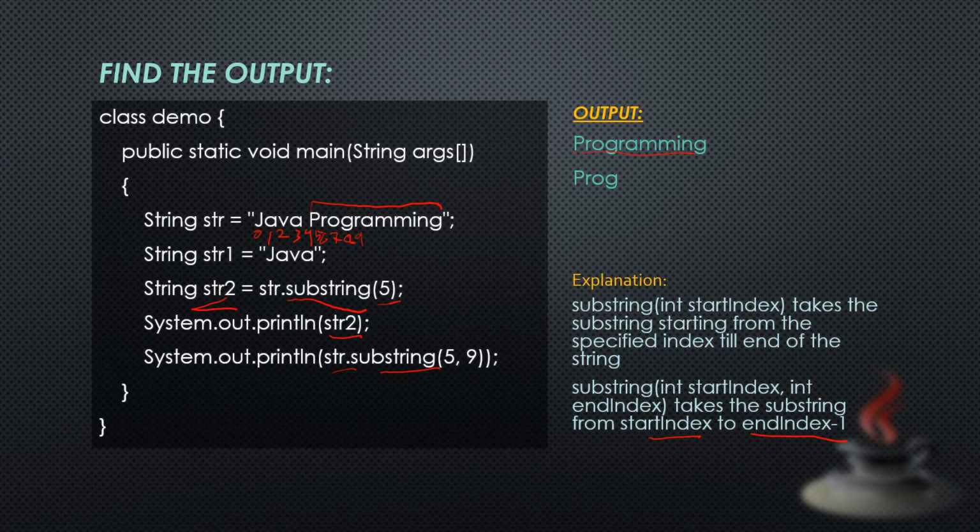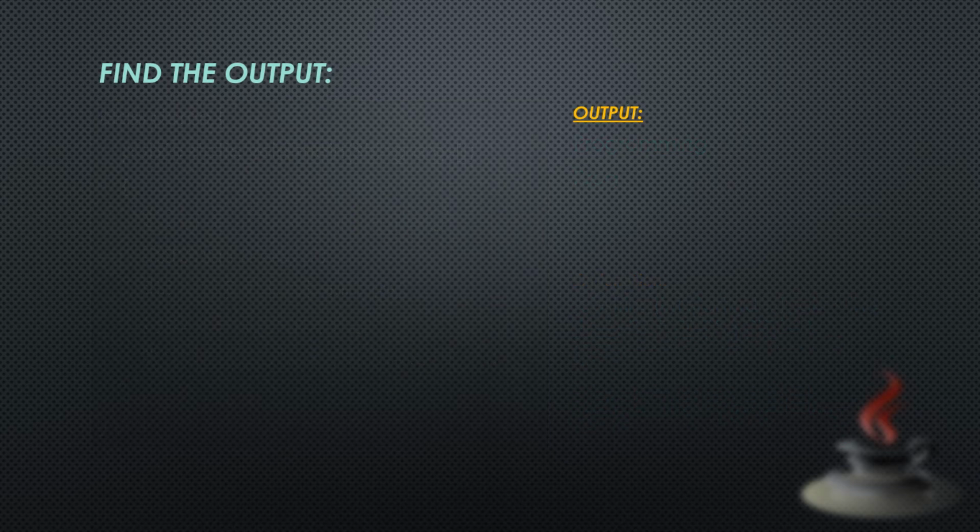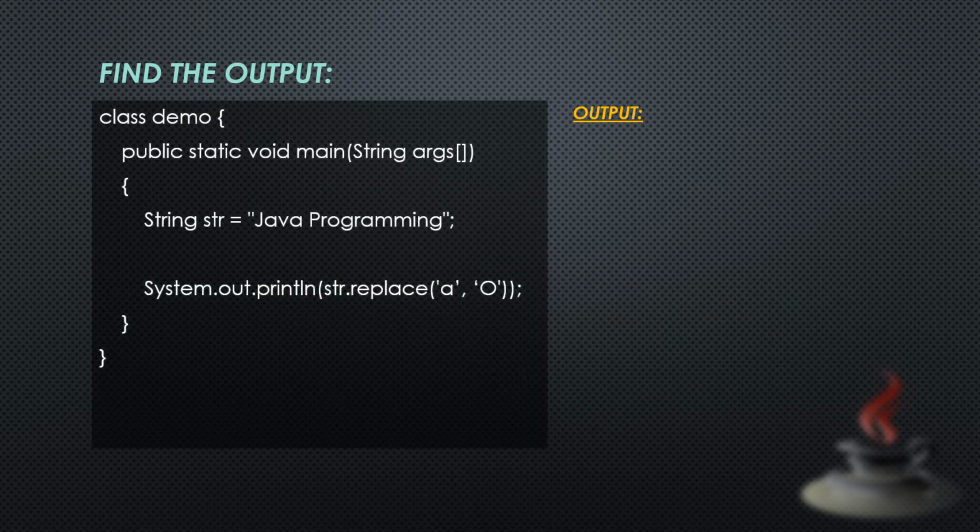Okay, as you see here, it is minus 1, right? So the output is programming and the second line output is prog. Okay, all right, let's go to my next one, that is class demo, public static void main, string args. In your init, the string is the same, Java programming.